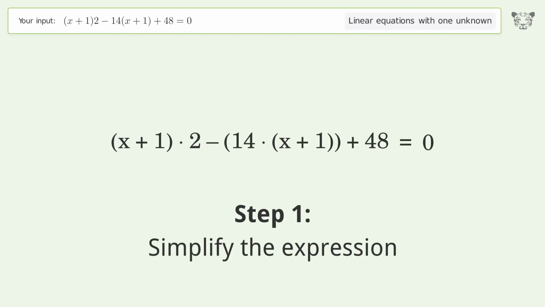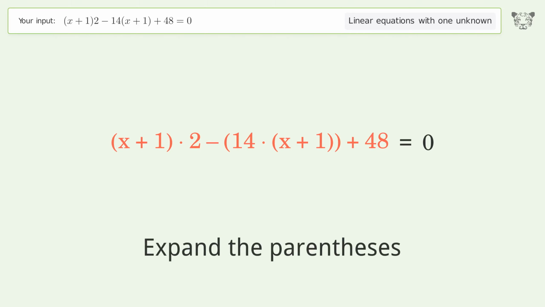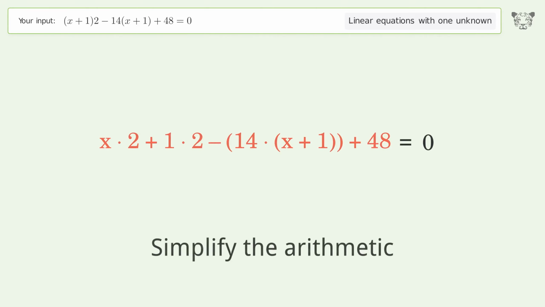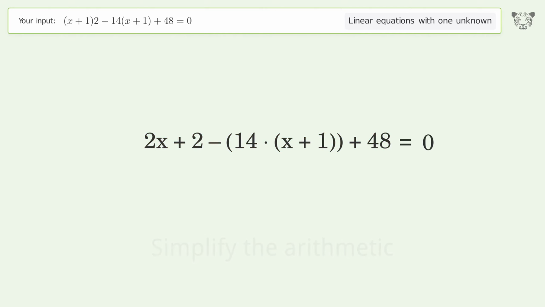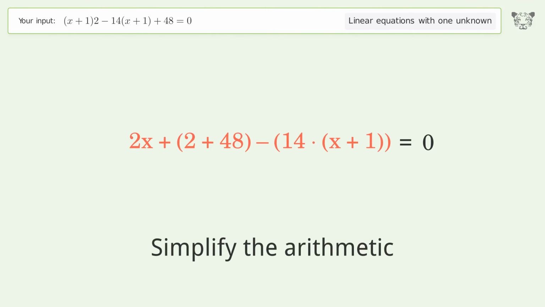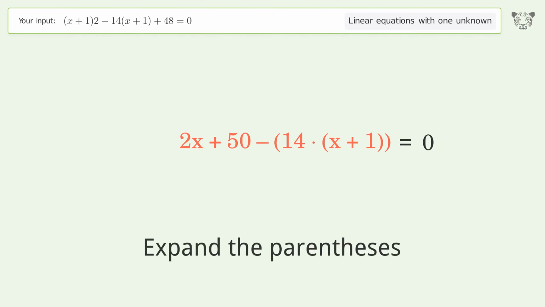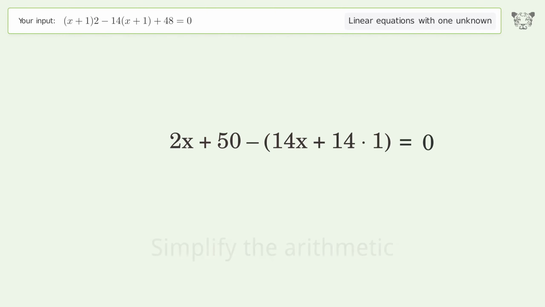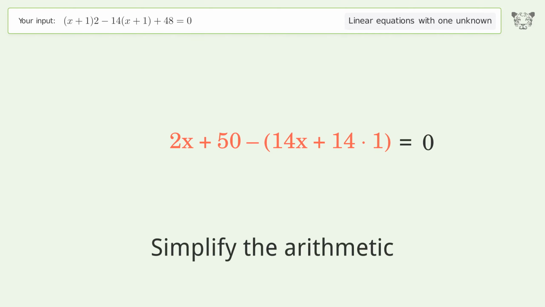Simplify the expression. Expand the parentheses. Simplify the arithmetic. Group like terms. Simplify the arithmetic. Expand the parentheses. Simplify the arithmetic.